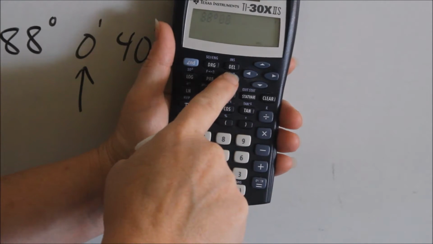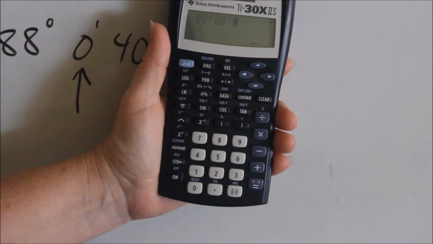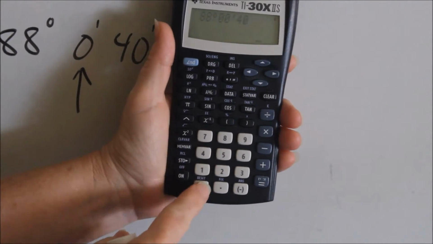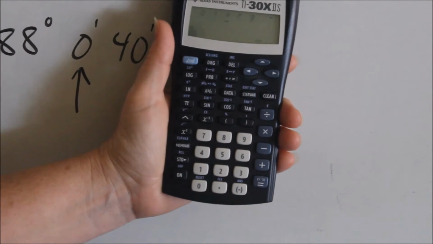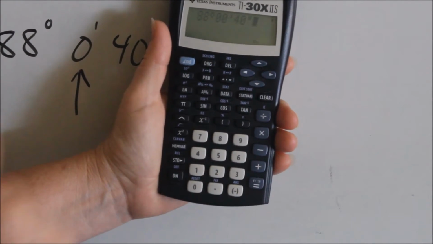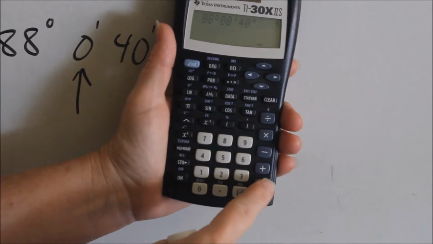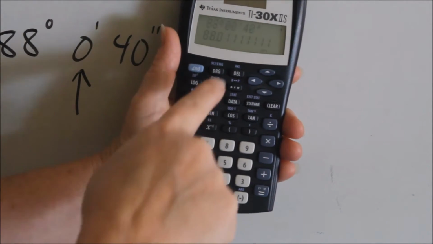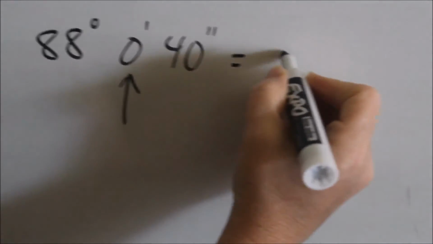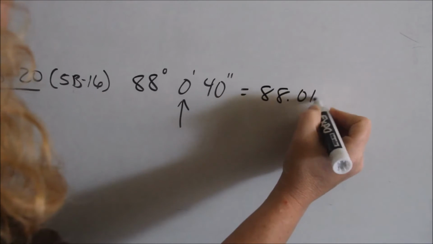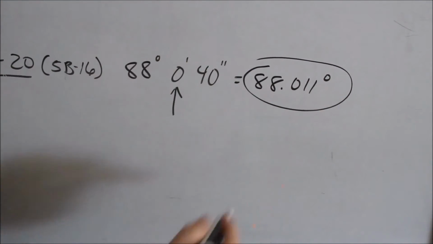Hit your degrees, minutes, seconds button. Now tell it minutes. Hit your enter. Now we want to do 40 seconds. Degrees, minutes, seconds button. Arrow over to your seconds unit, enter. Now you have everything in 88 degrees, 0 minutes, 40 seconds. Hit enter and it will tell you 88.011. So that came out to 88.011 degrees, and that's what we calculated it to be earlier.